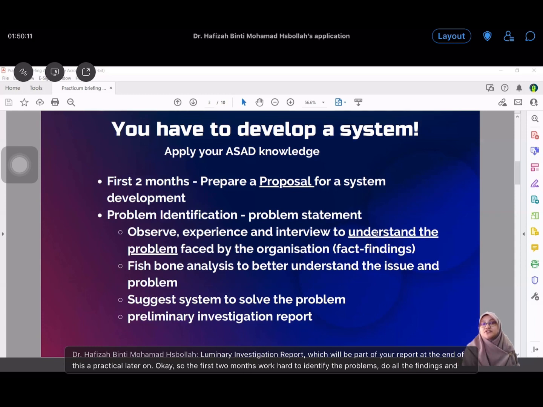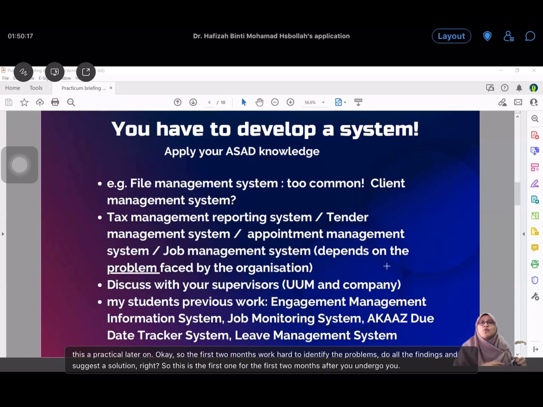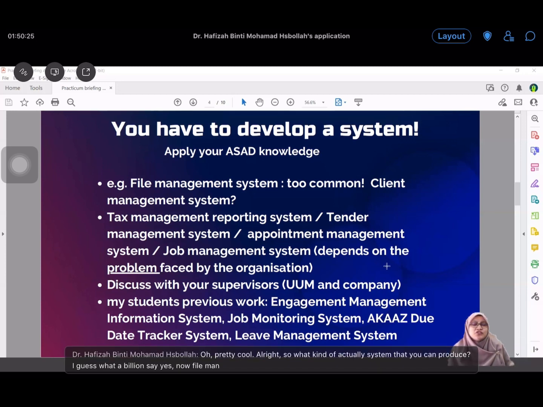All right, so this is for the first 2 months after you undergo your practicum. What kind of system can you produce? As Dr. Lin said just now, file management system is too common. Don't do a file management system. Optionally, you can have a client management system.